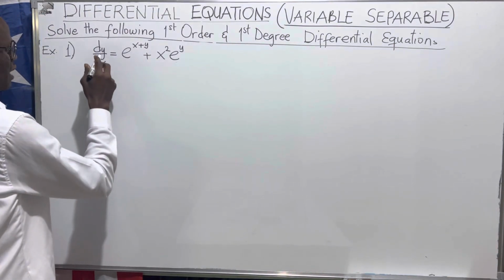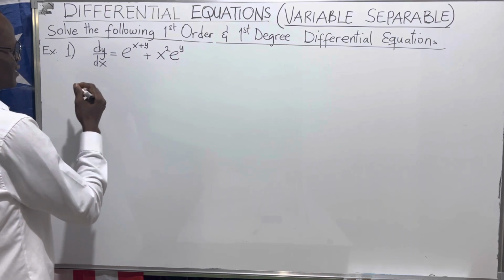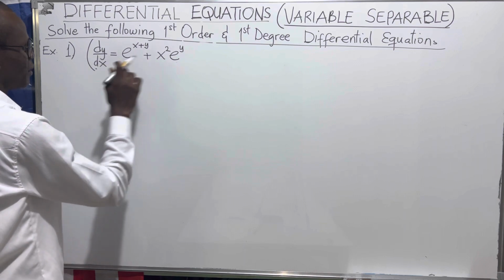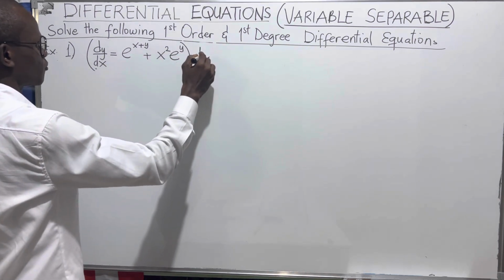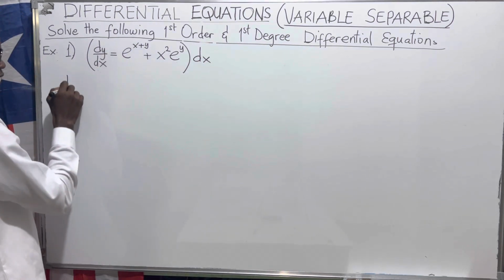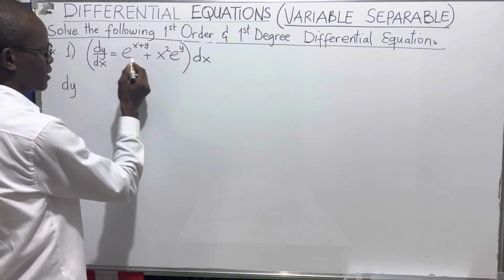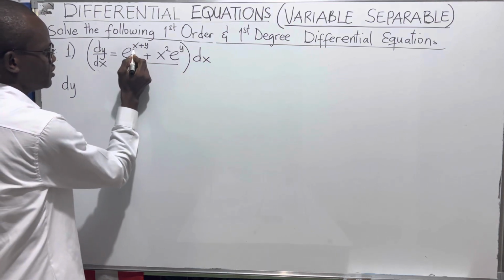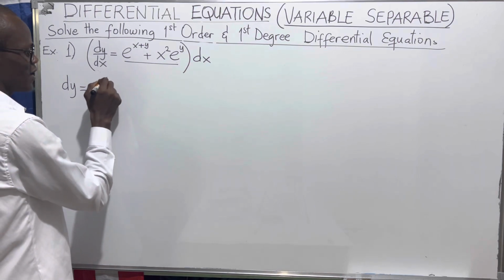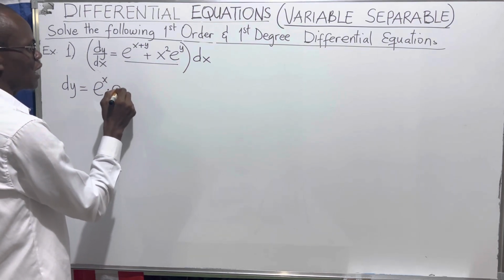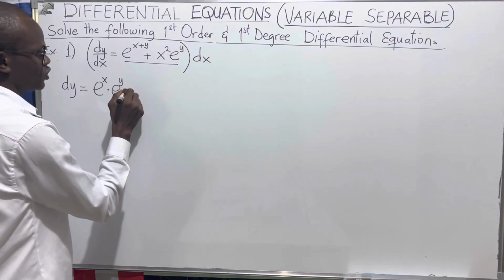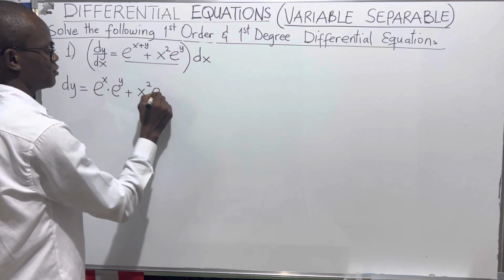Now we have our dy by dx. So what we can do is first get rid of this dx by multiplying both sides by dx. Then dx times this one is just dy, and then dx times this expression. Now, mind you, this e raised to the power x plus y can be rewritten as e raised to the power x times e raised to the power y, because when the bases are the same, you add your powers. Plus x squared e raised to the power y.